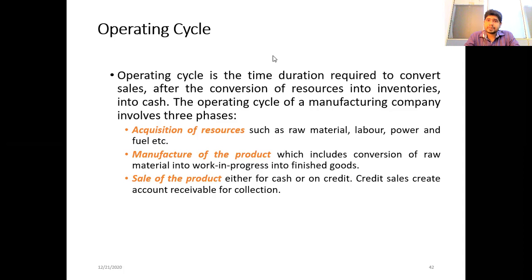That's why you have studied process accounting. So manufacturing of products includes conversion of raw material into work in progress into finished goods. And finally, once you make the finished product, it's ready for sale, either on cash or credit. So credit sales create another working capital investment, that is accounts receivable for collections, right? So in summary, there are three phases: acquisition of resources, manufacture of product, and sale of products.